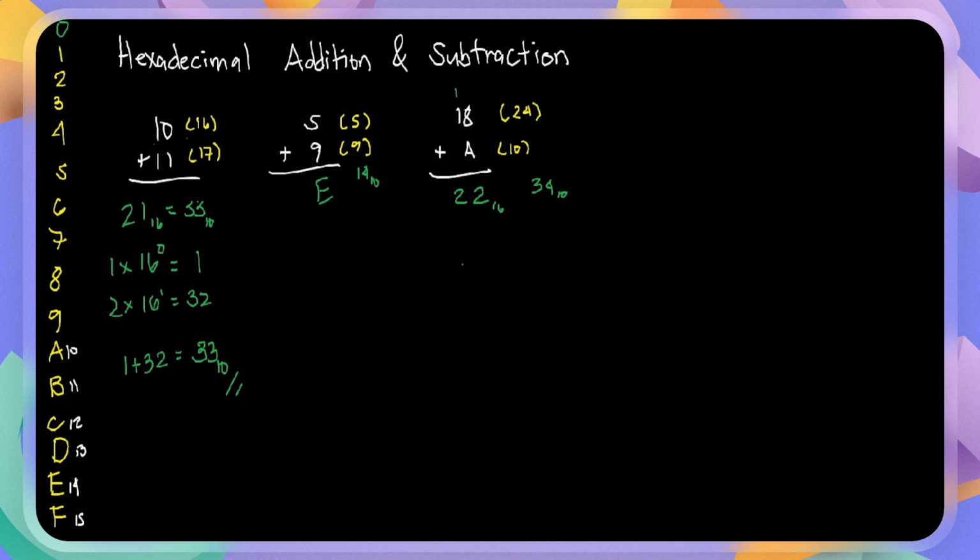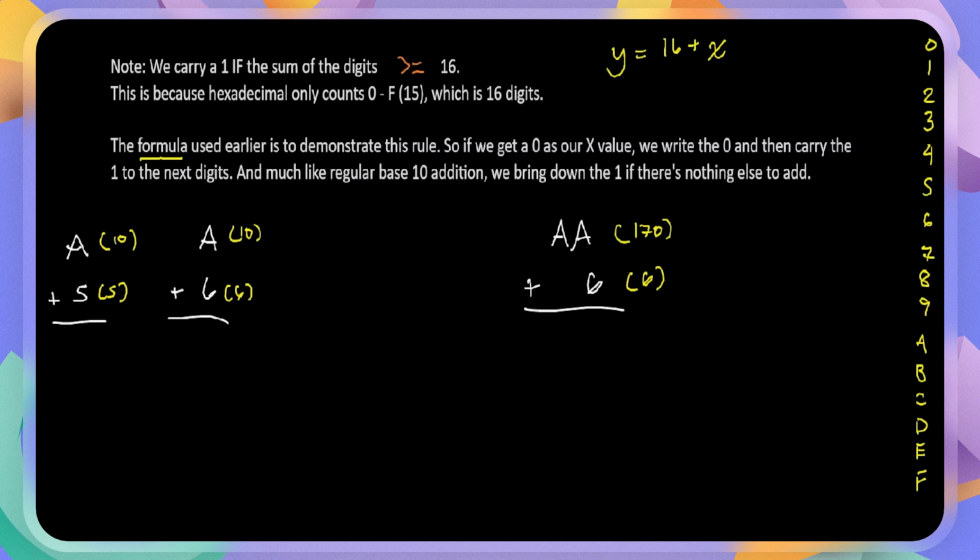Now let's convert this. And as you can see, 2 plus 32 is equal to 34 in decimal. And that's the same answer. I'll explain this more later, so I can show you the formula if you want.